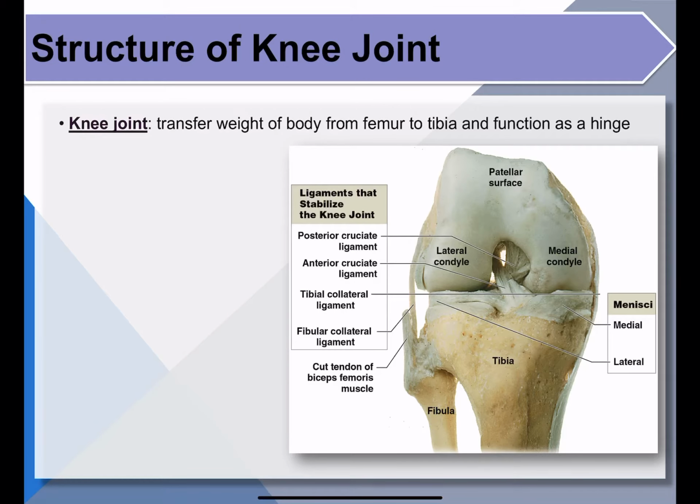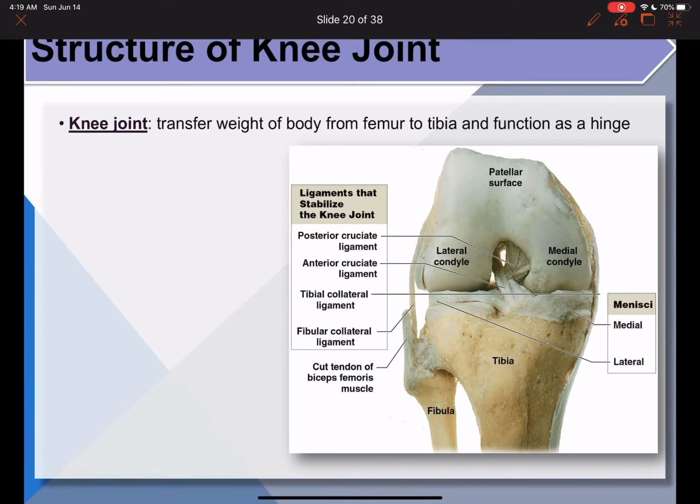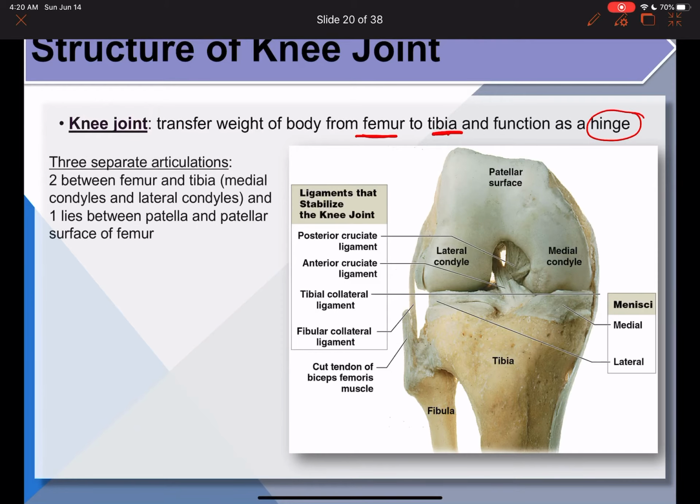Okay, so now moving on to the second joint we'll discuss in detail, which is the knee joint. It is one of the major joints that transfer the weight of the body from the femur to the tibia and function as a hinge joint, as we have talked about. Now, there are 3 separate articulations for the knee joints. Okay, 2 involve articulation between the femur and the tibia bone.